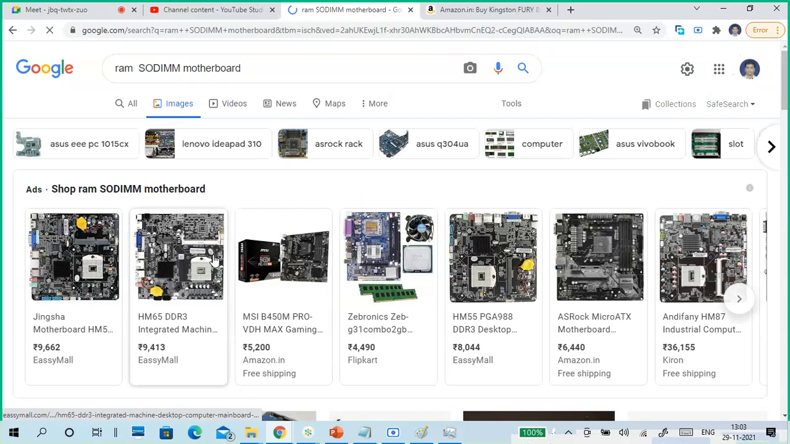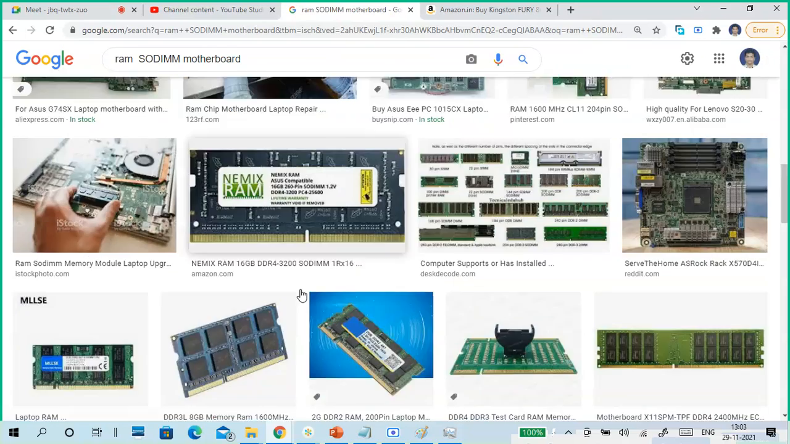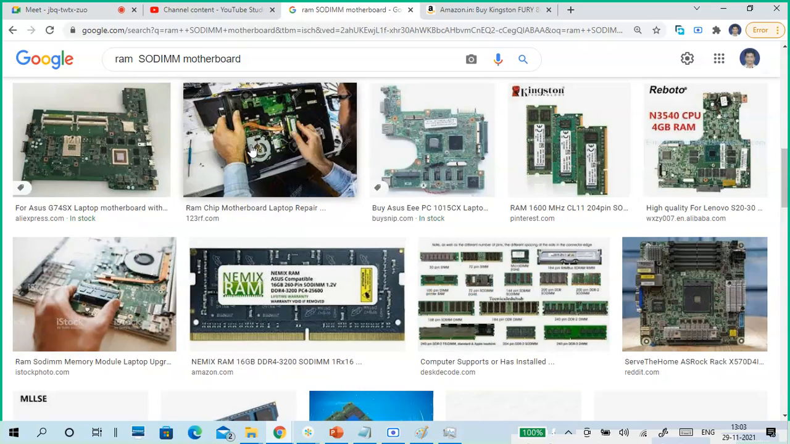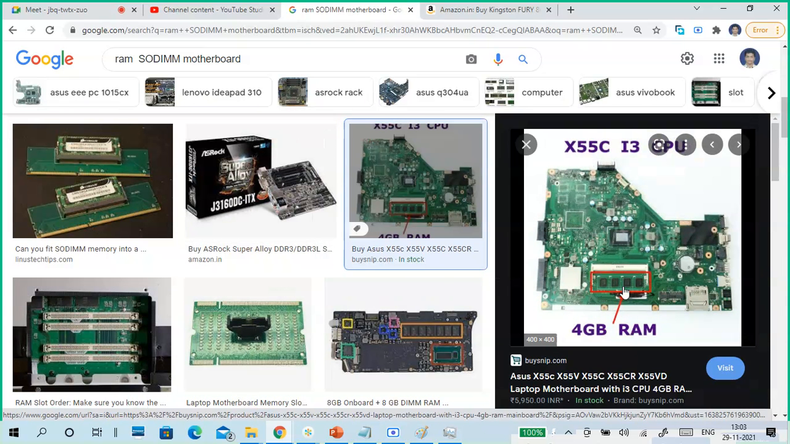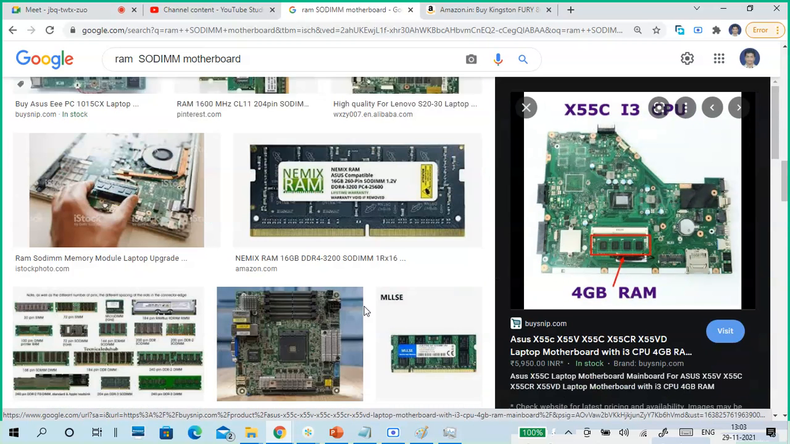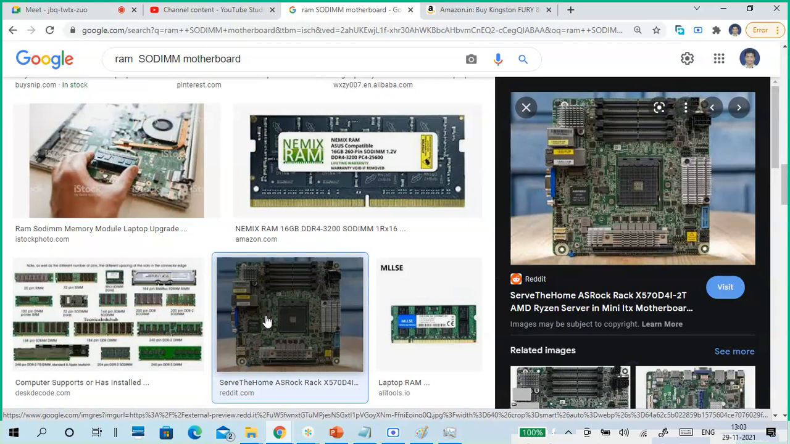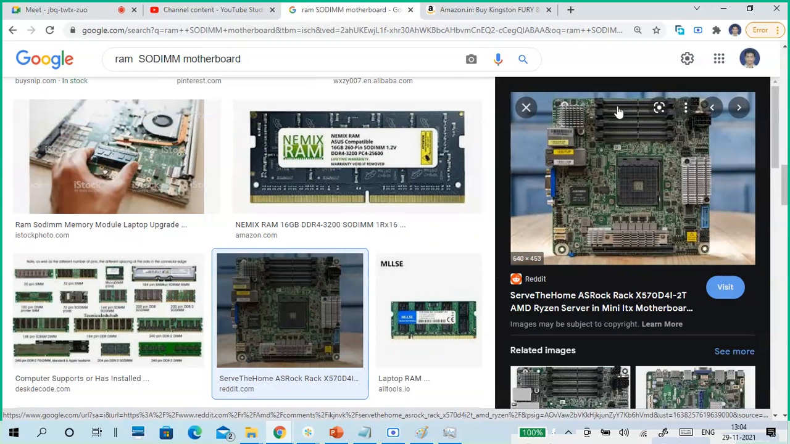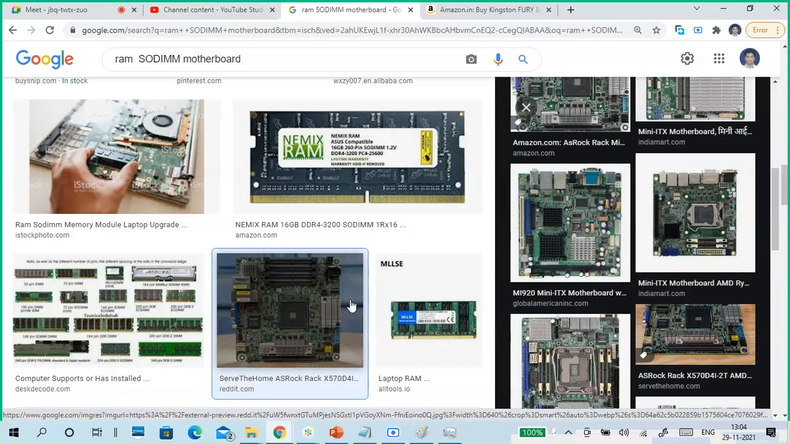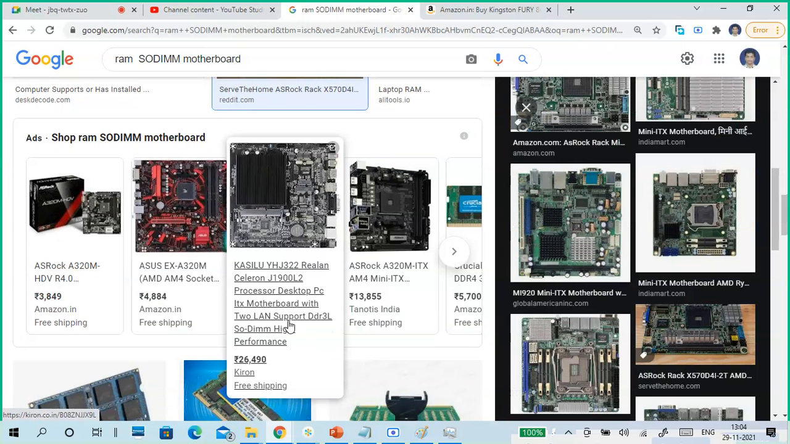Okay, so if you see the motherboard, each motherboard has a different number of RAM slots we can insert. For example, this is a laptop motherboard, so we can insert two RAMs. Or maybe you can go through it. If you see, here we can put four RAMs. This is for a laptop. This is a desktop, and we can insert four RAMs here too.